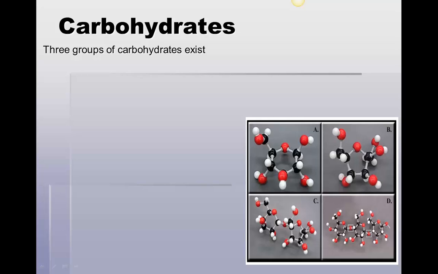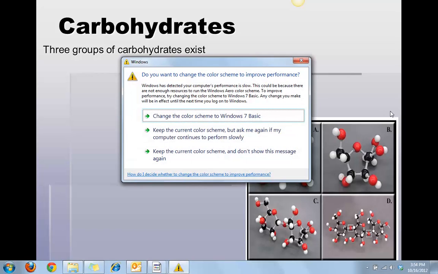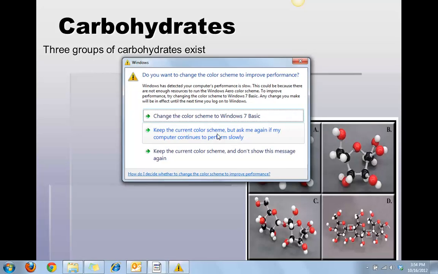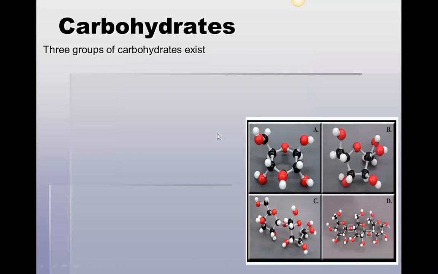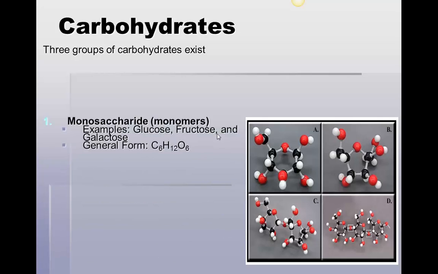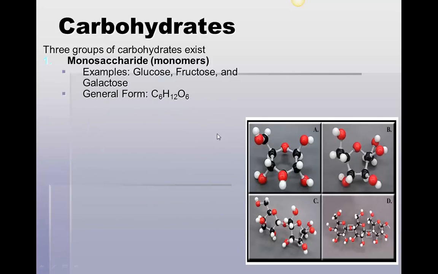There's these 3 major groups of carbohydrates that we want to be aware of: the monomers, the dimers, and the polymers. Let's talk about those, and let's write down some examples.